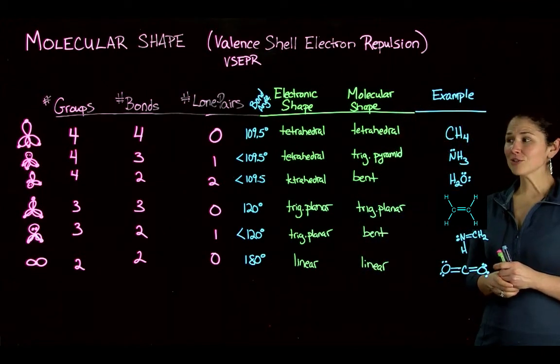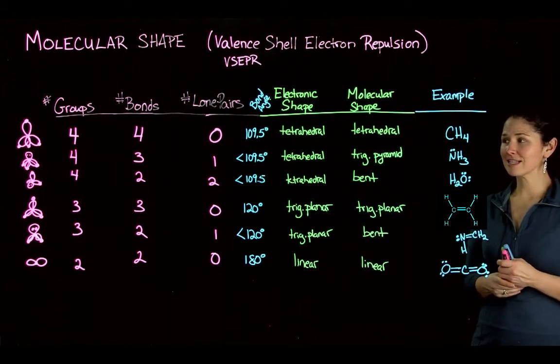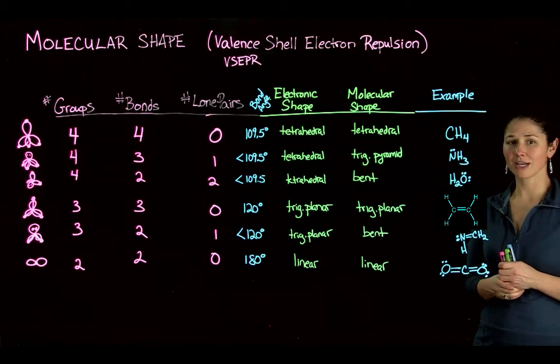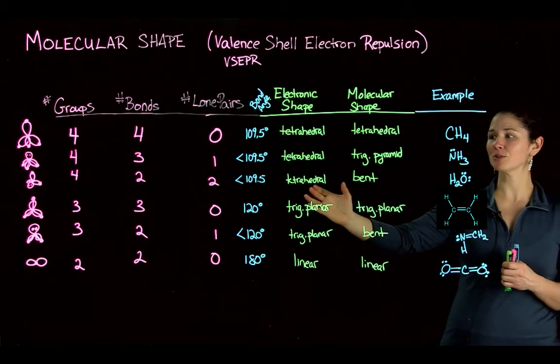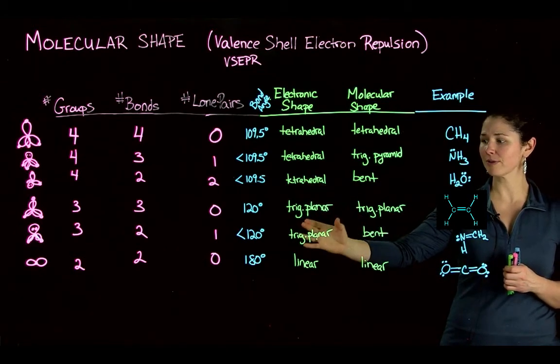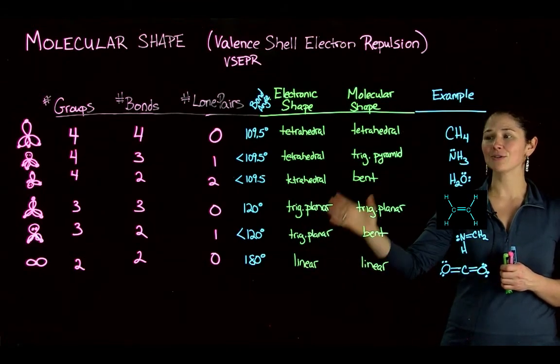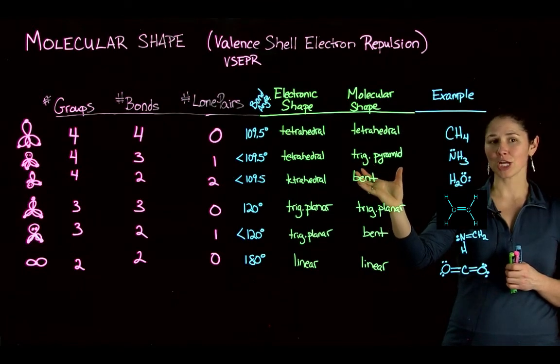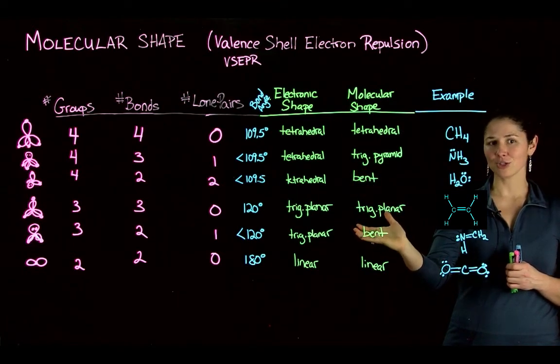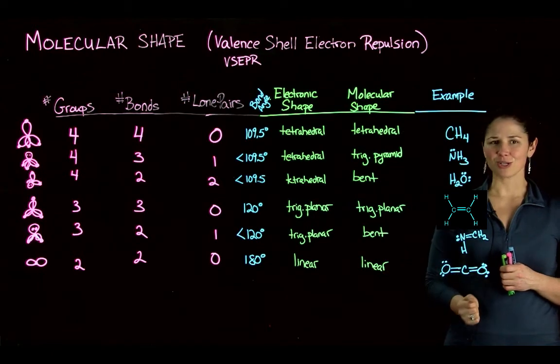All right, make sure you understand this table. This is a really good way to think about molecular shape. And if you can simply remember the electronic geometry when you have 4, 3, or 2 groups, it's easy to remember the 3-dimensional shape or the bent shape here, and linear is pretty easy.